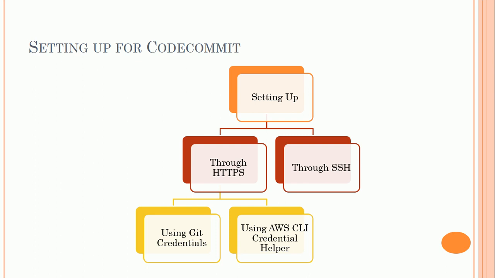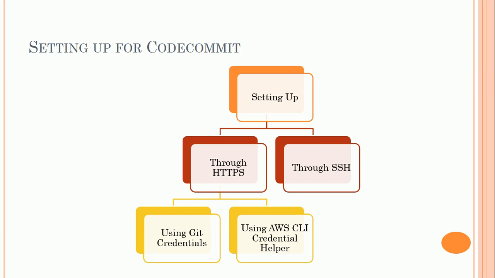When we are connecting to the AWS CodeCommit repository through SSH, we need to pass the user's public and private key while interacting with the CodeCommit repository. Whereas when we are using HTTPS, we have two choices. We can either use Git credentials or we can use the AWS CLI credential helper.